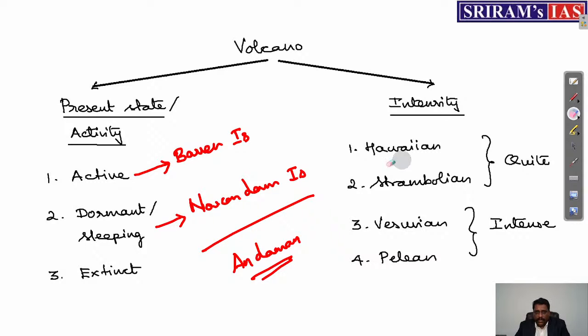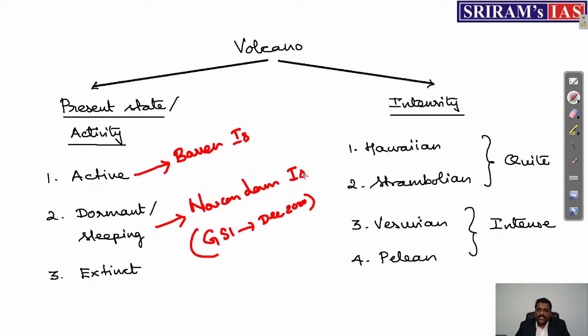If you are referring to your atlas, in your atlas Narkondam is given as extinct. But the Geological Survey of India, in December 2020, classified Narkondam as a dormant volcano. Once you search it on their official website, type Narkondam type of volcano, Geological Survey of India.